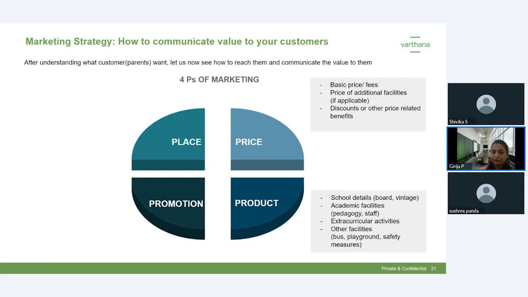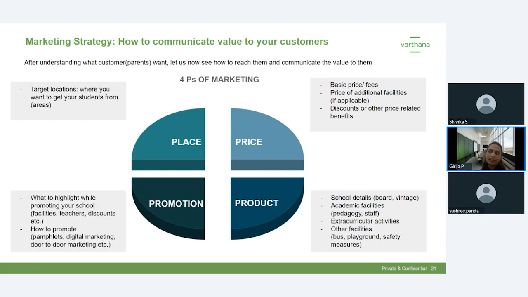Another is the place. Whenever you're making these marketing strategies, it is very important to understand the place as well. What are your target customers? Based on that, you'll communicate about your school and the pricing to that customer. Are you targeting customers of a rural area? For them, the marketing strategy, product and price can be different, which can attract them. For the urban area, it can be different. And for different income segments, it can be different.